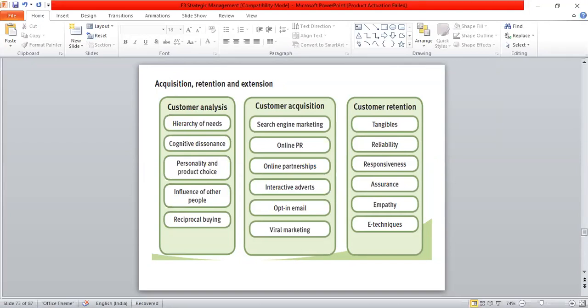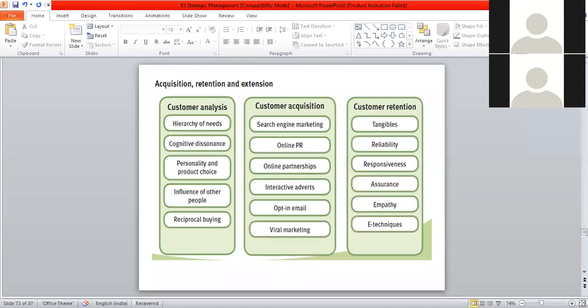Some tangible features, tangible services, tangible facilities, if they can be provided to the customers, are retained. They come back again and again. Reliability is another thing that should be built up. That is done by providing quality products and services. So through reliability, if that trust factor can be established, then the customers come back again and again.